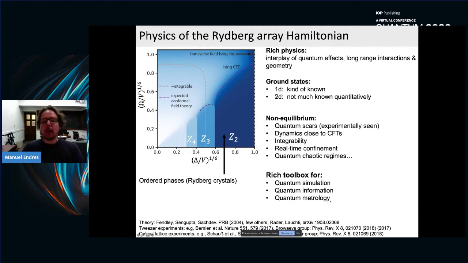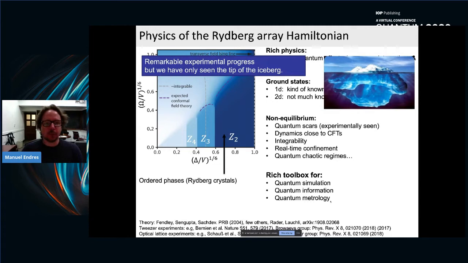So there has been remarkable progress in this direction, but I think we have only seen the tip of the iceberg. For certain experimental papers, I'll refer you to these references here. I don't want to go into detail about the history now of what has been seen in the Hamiltonian, and I want to talk about their limitations in more detail. So what are really the limitations of this?